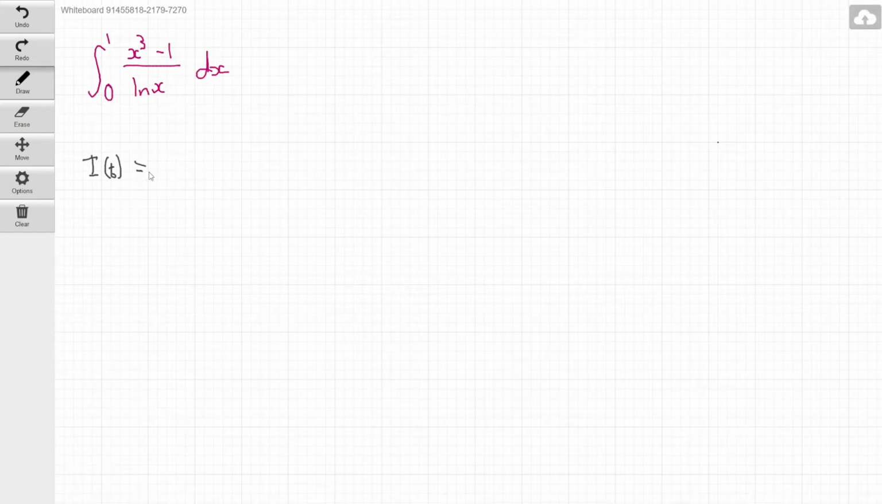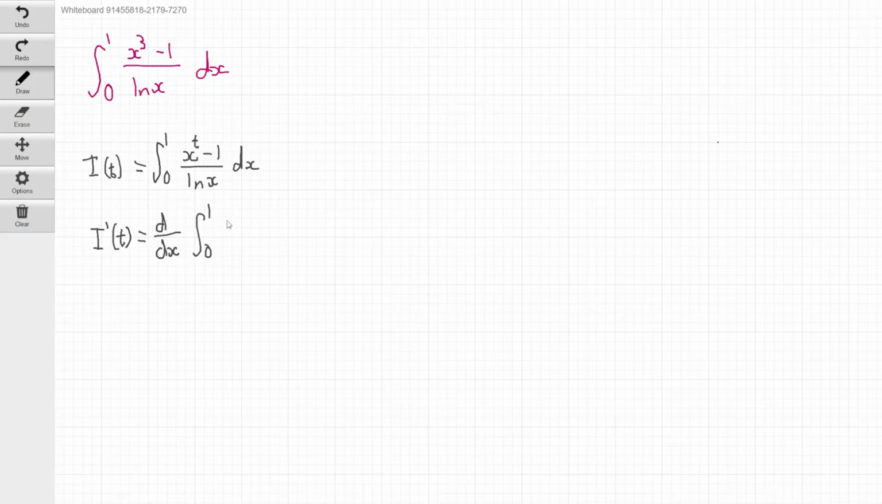This general function is the integral from 0 to 1 of (x to the power of t minus 1) all over ln x dx. What we want to do with this function is simplify the integral and then find the value of I when t is equal to 3. This in turn will be the equivalent of the original integral we are trying to evaluate. So the first thing we do to try and simplify the integral is finding the first derivative of I.